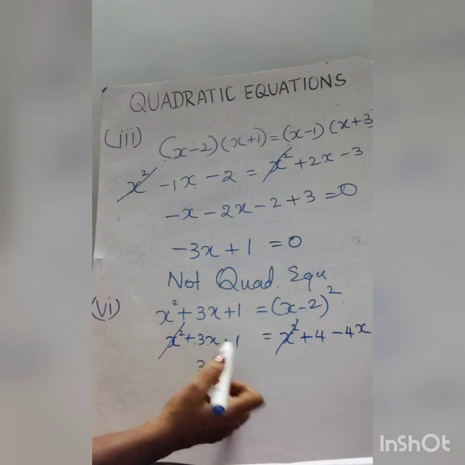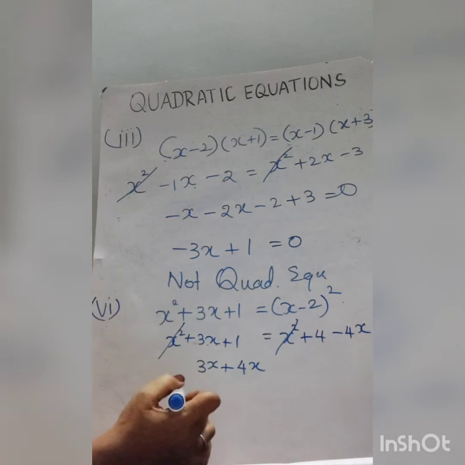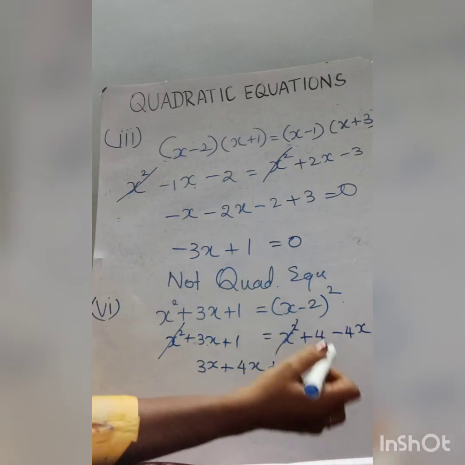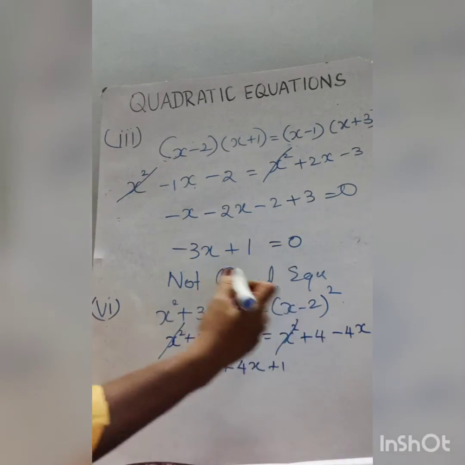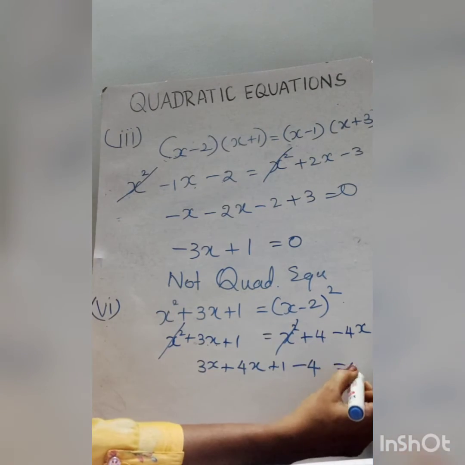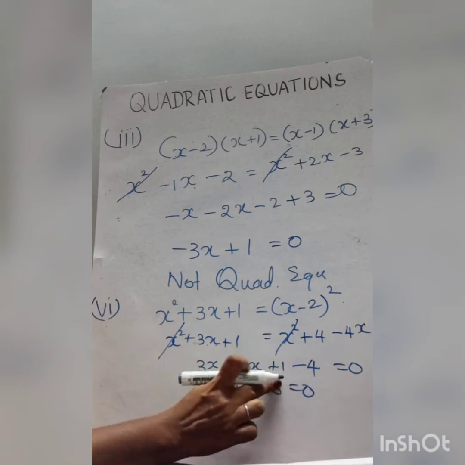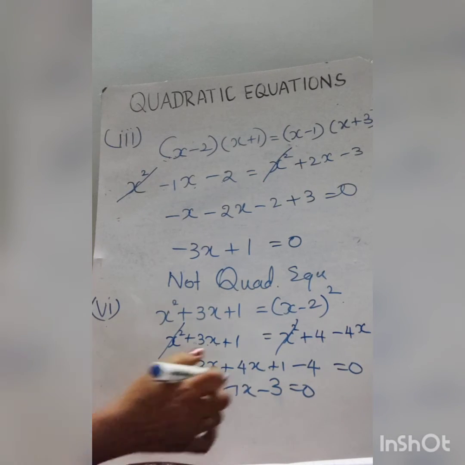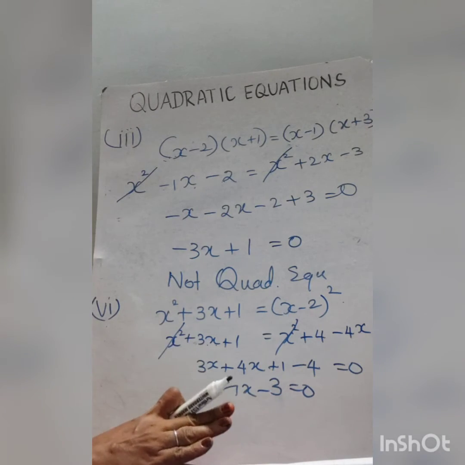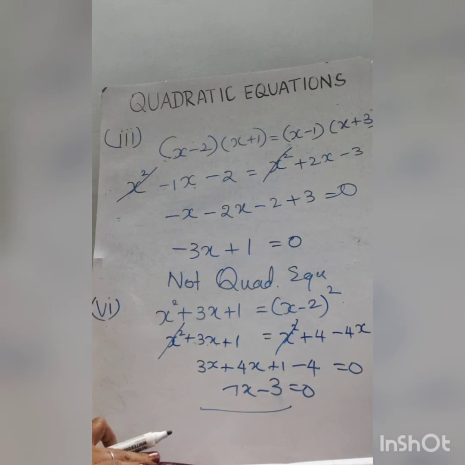So I have 3x and minus 4x becomes plus 4x when you bring the term into the left hand side, and I have plus 1 in the left hand side and plus 4 in the right hand side, which should be taken as minus 4 in the left hand side. So finally I am having 7x minus 3 equal to 0, which is not a quadratic equation because there is no x squared term. So this is how we identify whether the given equation is quadratic or not.